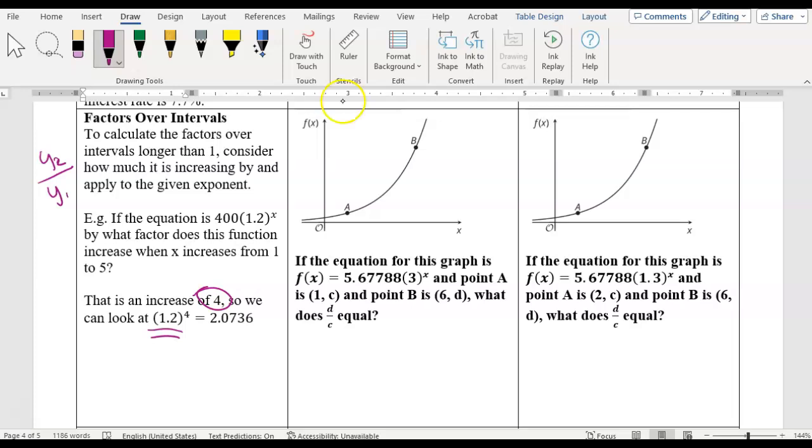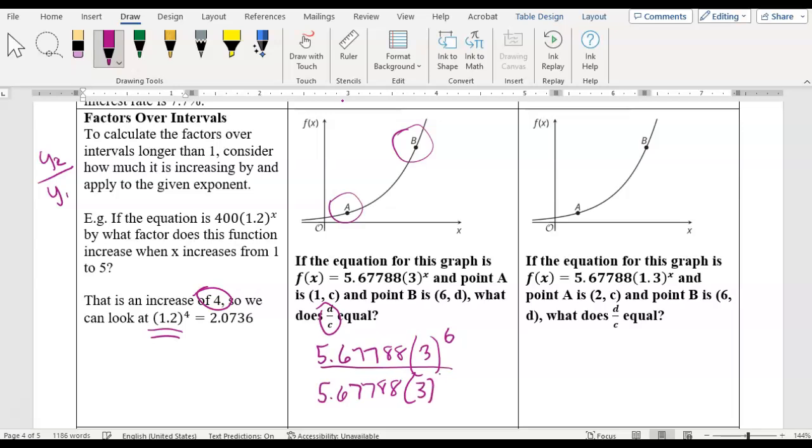So you'll see something like this on your test if you have a graph and this is the equation, this is point A, this is point B, and it wants to know what is D over C. Well, to get D and to get C, we can plug in our x values to this equation to figure out what that is. So let's do that. 5.67788 times 3 to the power of 6 divided by 5.67788, remember, because we're dividing here, times 3 to the power of 1.